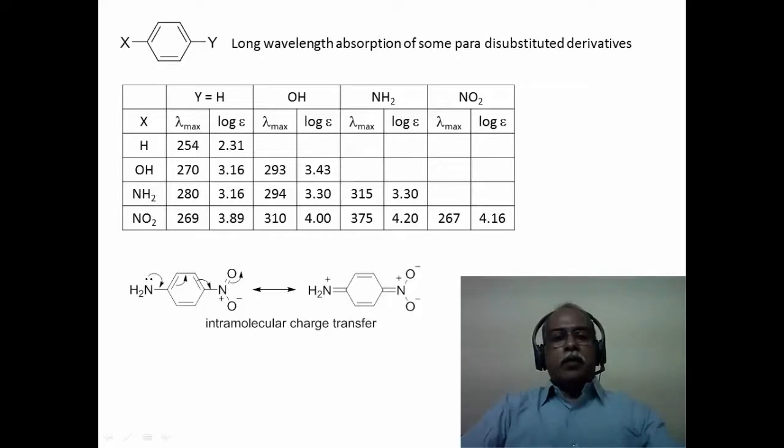And the second substituent not only adds to the bathochromic shift of the system, on the other hand, it not only adds to the bathochromic shift of the pi star transition. When you have an electron donating and an electron withdrawing functional group in conjugation with each other, you can write a resonance structure which corresponds to the charge transfer structure.